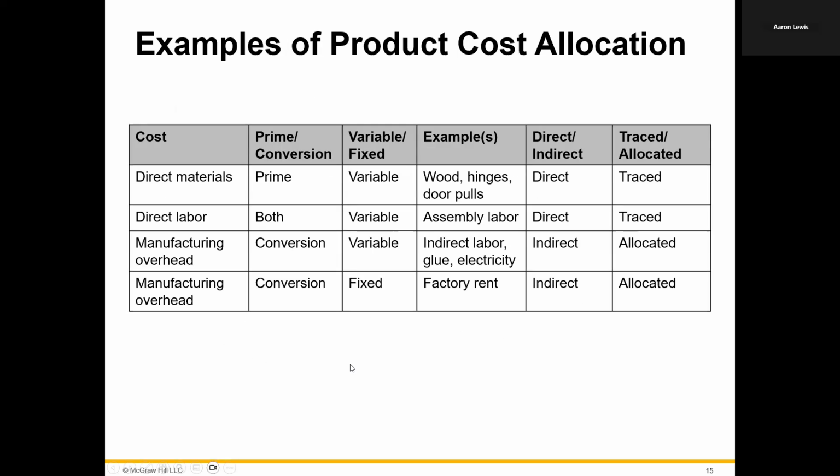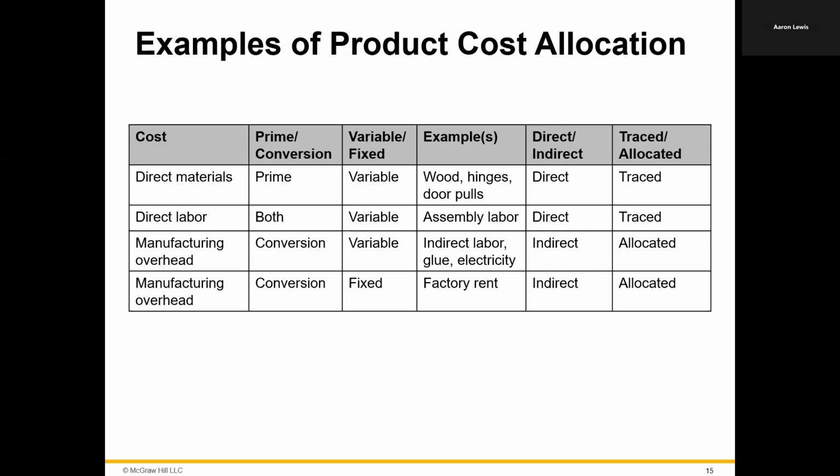So overall here we have direct materials. We know direct materials to be a prime cost. They're going to be variable in nature because the more that you make, the more direct materials that you use. And they're direct because you know exactly what amount of materials go into a cost object that you are producing, and therefore they can be traced. For direct labor, it is both a prime cost and a conversion cost, but it is still variable. It's still direct, and therefore, because it's a direct cost, direct labor cost can be traced right to the cost object of the product that the laborer is making, or the service that the laborer is doing, or whatever.